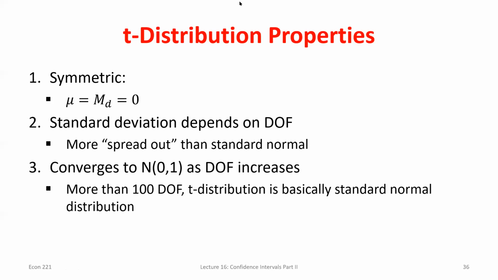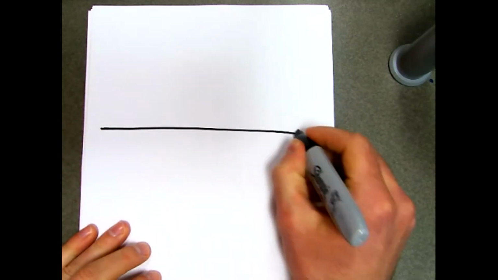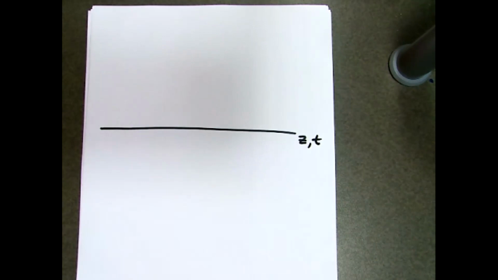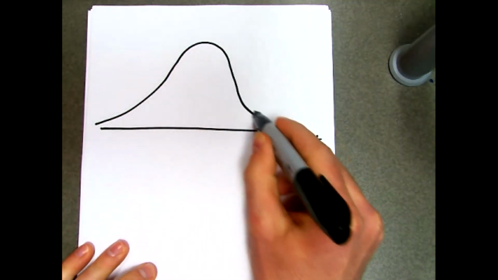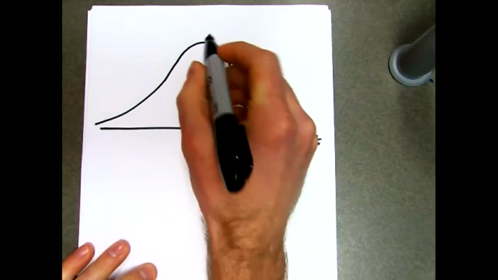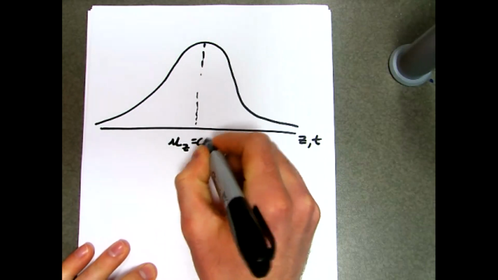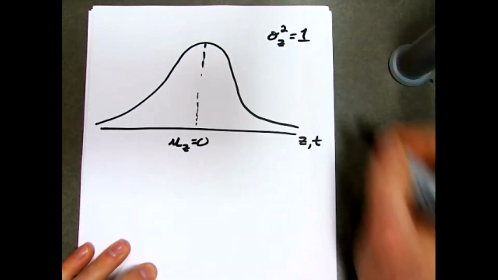Okay. So I want to give a little bit of insight. The next slide's okay, but I think I can do a better job. So let's go. I'm going to put the student t and the standard normal distribution on the same graph. Here's my standard normal distribution. We know that its mean is 0 and its variance is 1.